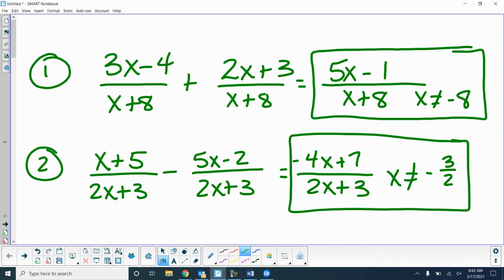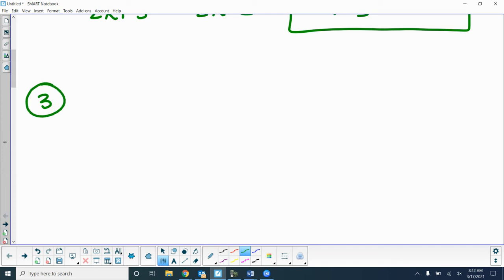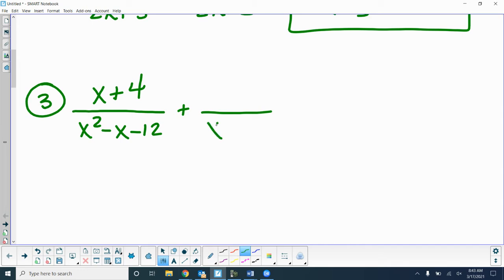All right, 3 and 4, we have to get a common denominator first before we can add or subtract them. So when we have a problem where we don't have a common denominator, we need to factor denominators. Don't factor any numerators until after you add or subtract the two fractions. Okay? So this is a regular trinomial. There's no GCF. It's just x squared, so it's always x times x. So all I got to do is worry about factors of negative 12.